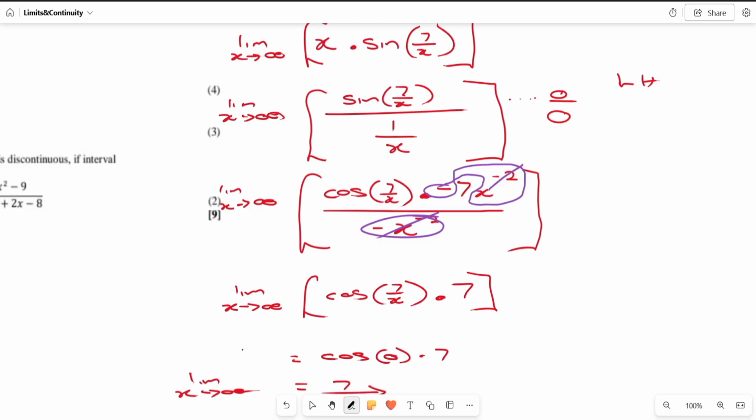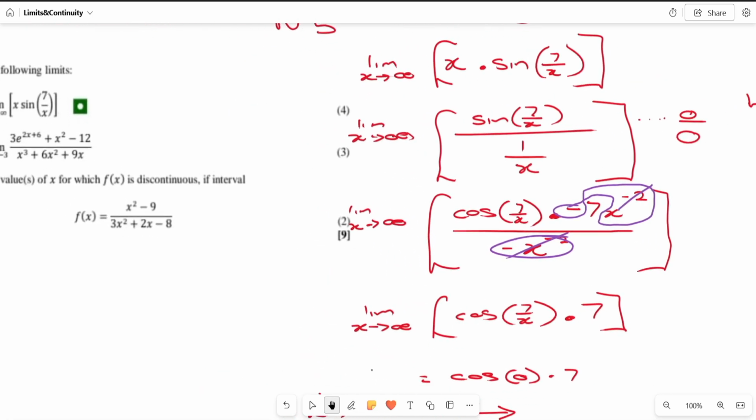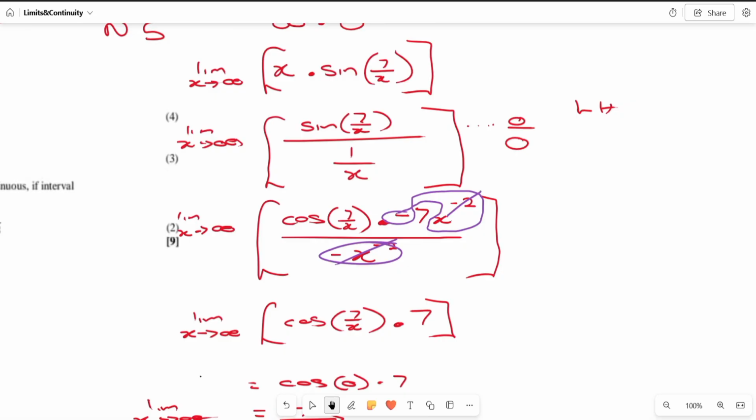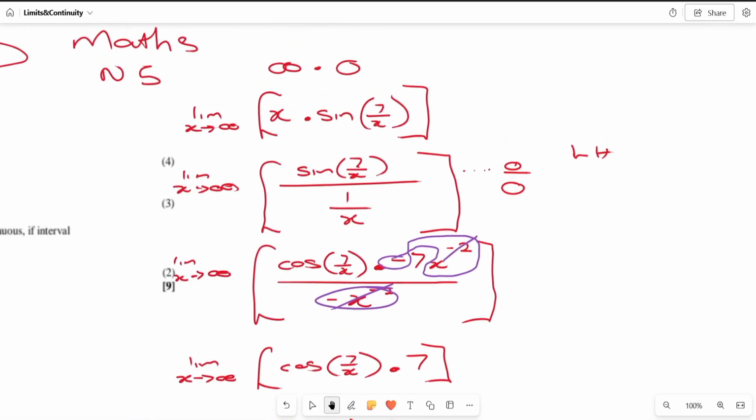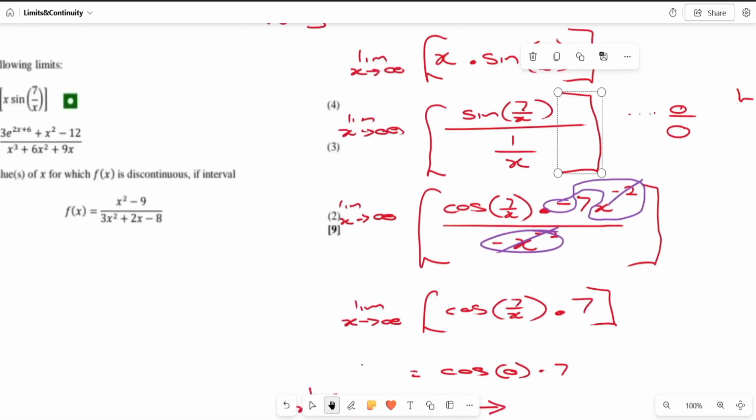That is how you earn yourself a smart 4 marks. Seems very complicated. I would agree to a certain extent because of this case, the infinity times 0 case. That's the most interesting case. But the rest should be cruising. I know it's maths and it can be hard sometimes, right?